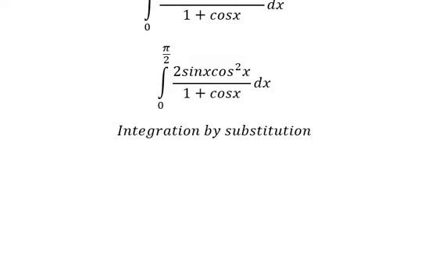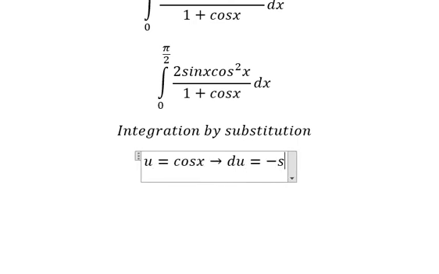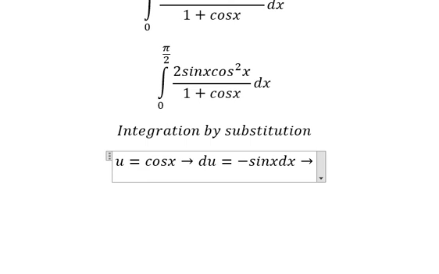So I will put u equal to cosine x, du. We have negative sin x dx. Because we don't have the negative sign in here, we put the negative next to du.